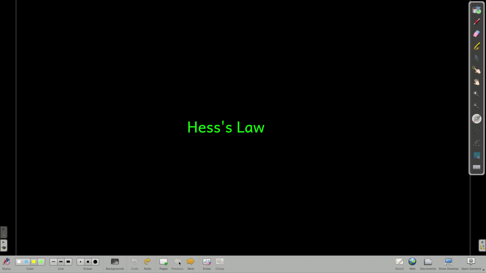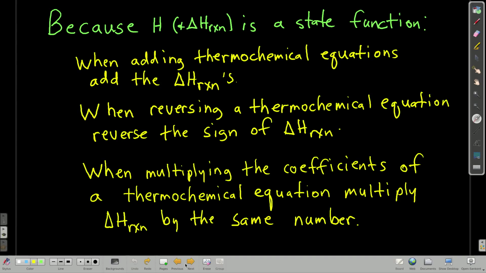In this module, we're going to talk about Hess's law. Because enthalpy, and consequently change in enthalpy of reaction, is a state function, when we manipulate thermochemical equations, here's how we manipulate the delta H's.